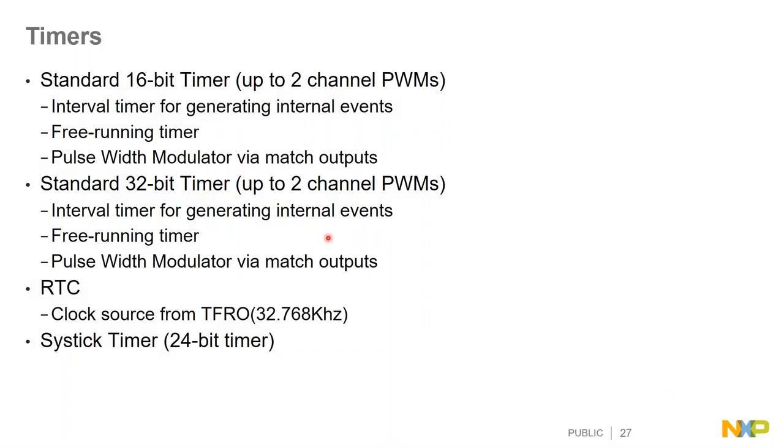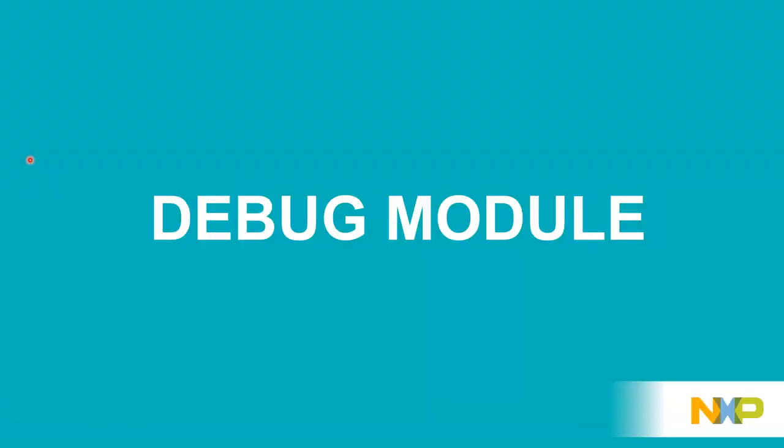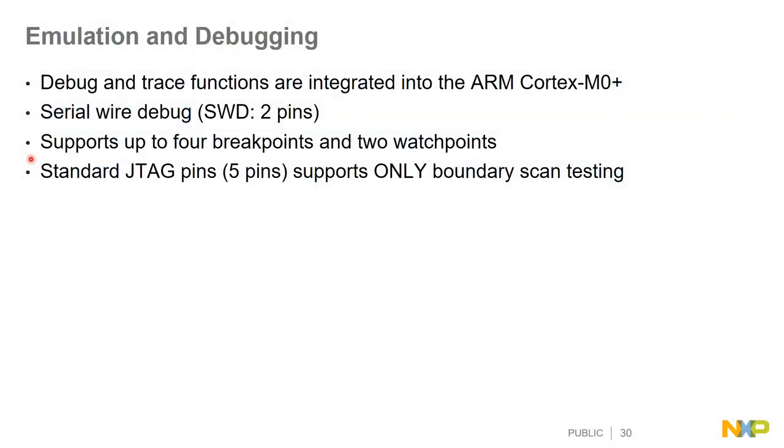From other digitals, we have classic timers: one 16-bit timer, one 32-bit timer, one real-time counter, and one SysTick timer. From communication, we have one I2C and one SPI channel. For debug mode, we use serial wire debug, which has 4 breakpoints and 2 watchpoints. But we have also implemented JTAG, but it's only for boundary scan testing during manufacturing.